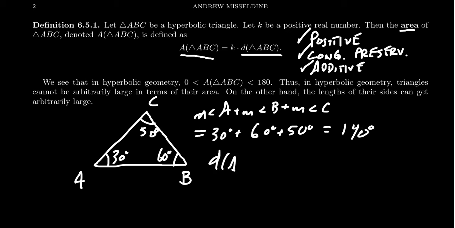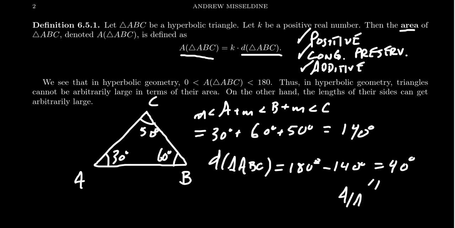When we calculate the defect of said triangle, we then take 180 degrees, take away 140. And so the defect of this is going to be 40 degrees. And this is, in fact, the area of the triangle. The area of this triangle is 40 degrees. And this seems a little bit odd because you're like, wait, area measuring with degrees? Degrees measure angles, they don't measure area. Well, that's in Euclidean geometry, Sam. If you want to come over to the hyperbolic world, you measure area using angles, believe it or not.